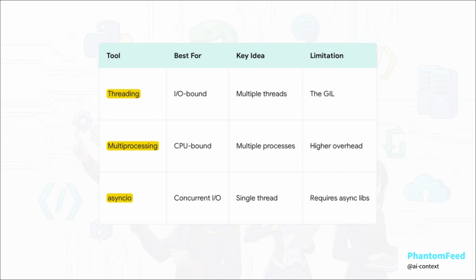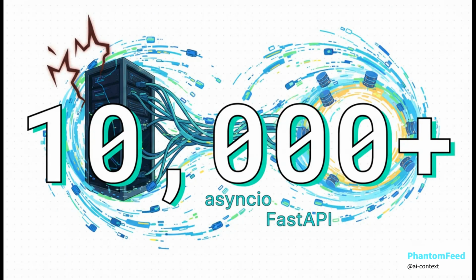The key takeaway is simple. You have to pick the right tool for the job. And just to really hammer home how powerful asyncio is, look at this number. Trying to handle 10,000 simultaneous connections with a traditional threaded approach would be an absolute nightmare. It would just fall over. But with asyncio and its event loop, that's not just possible, it's literally what it was designed for.